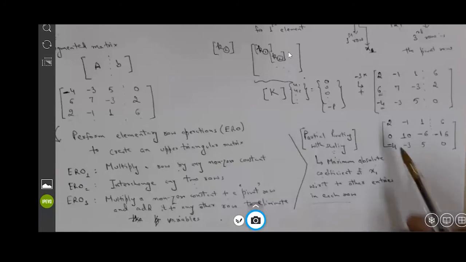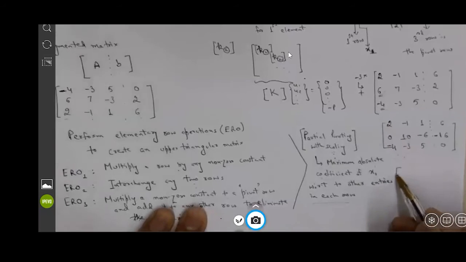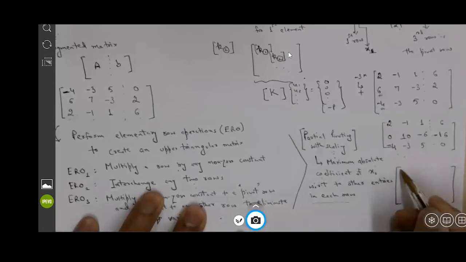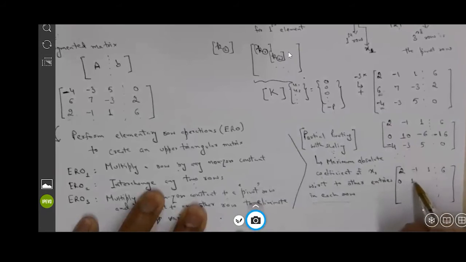You guys know now, right? You just multiply this with 2 and add it over there. Can you help me to find the values? So 2, -1, 1, and 6 remain as they are. 0, 10, -6, and -16 remain as they are. What should be the entries here?